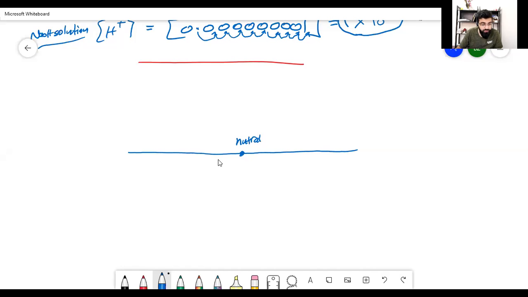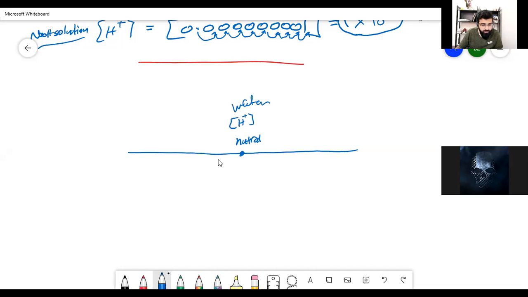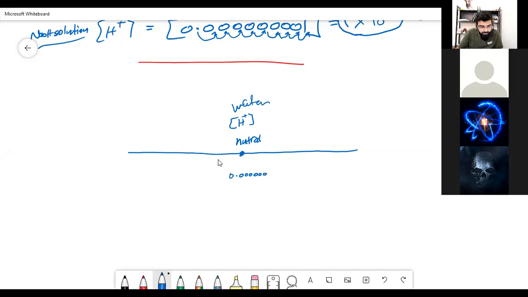We said that we want to make a scale. For neutral, who remembers what's the concentration of H plus for neutral? This is only in water, by the way. 7. 0.0000001, 10 to the power of -7, or you can say the scientific number, 1 times 10 power minus 7. Excellent.